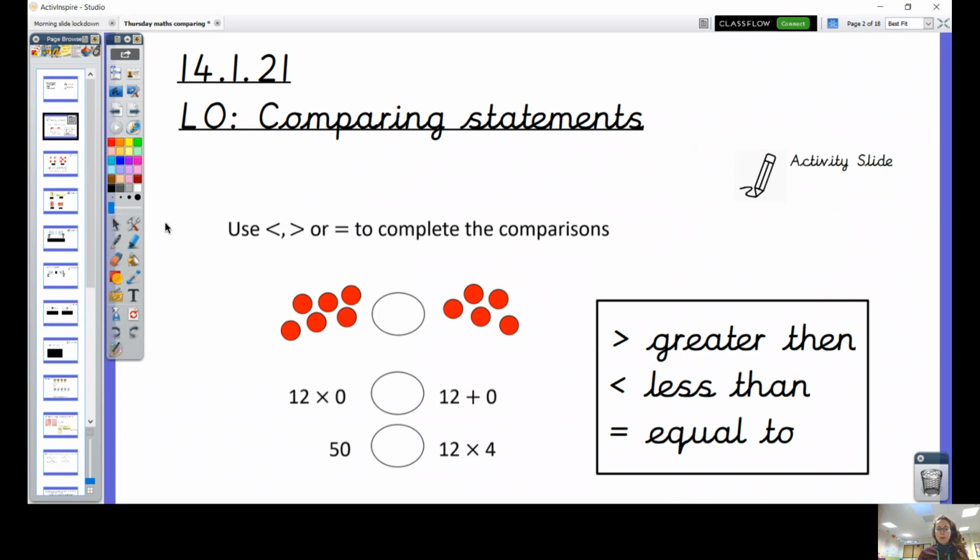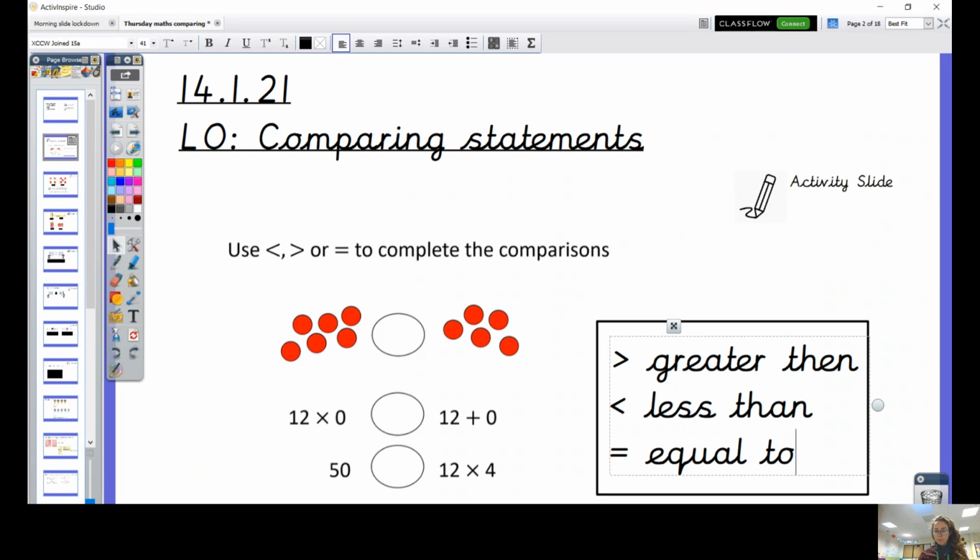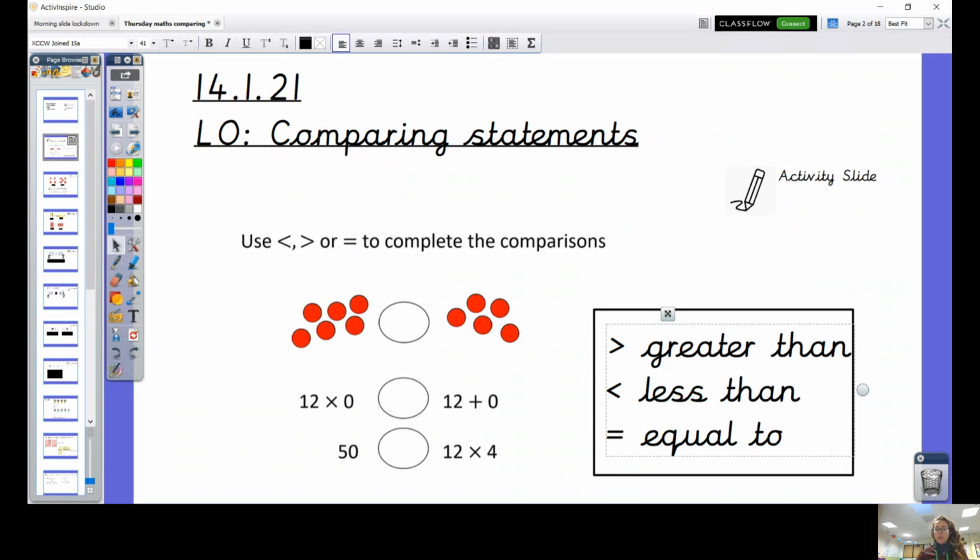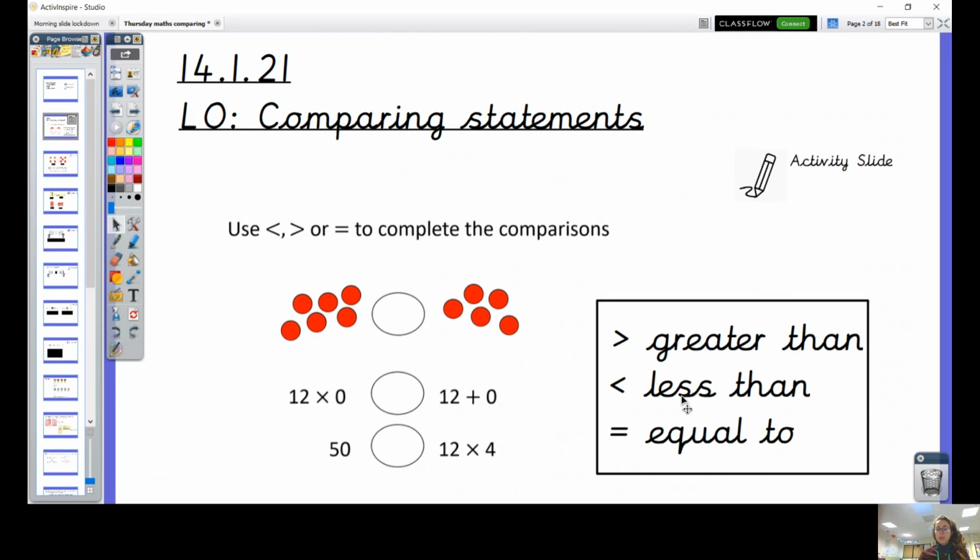Okay, so today we're going to be comparing statements. We're going to be using those comparing signs we've seen quite a lot of in maths. To remind you, we've got this sign here, which means greater than. Underneath it, we've got this sign here, which means less than. And then we've got one we're all familiar with, equal to.